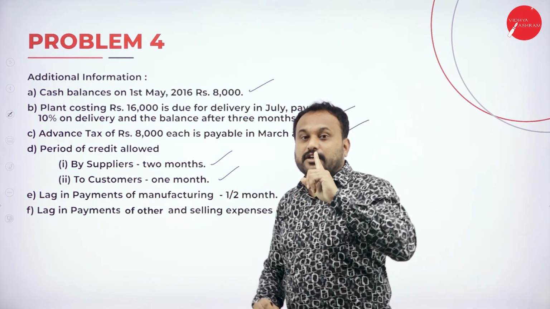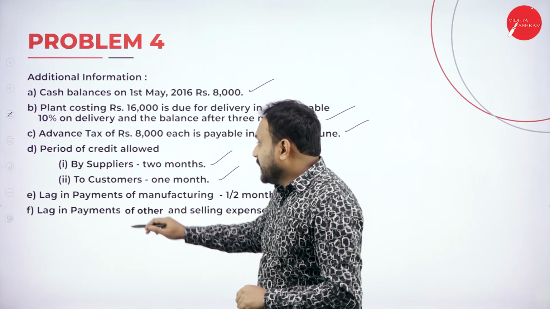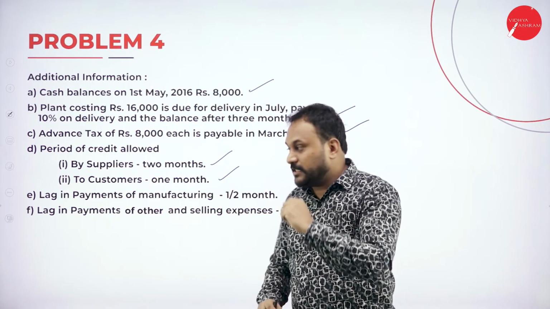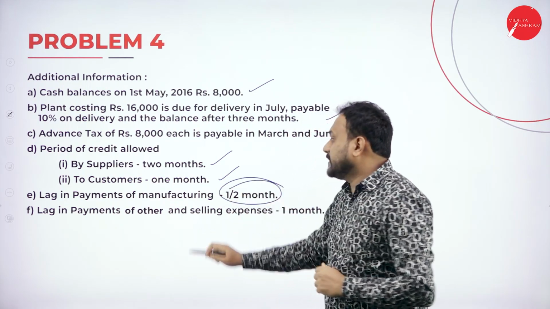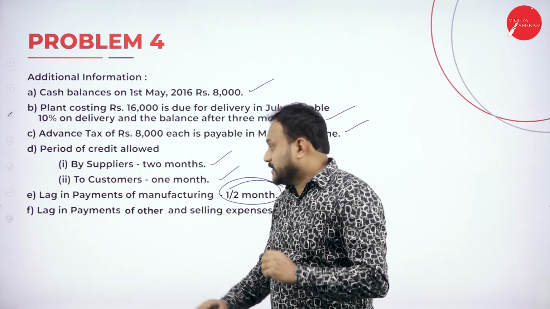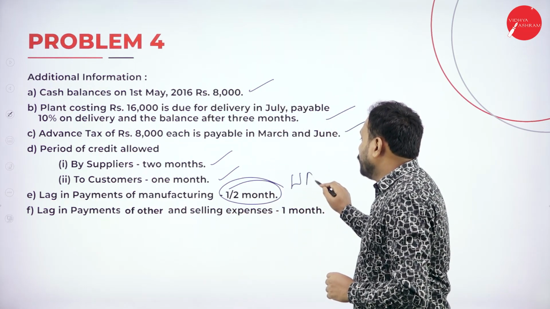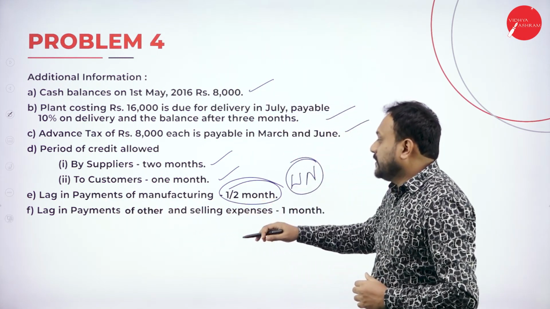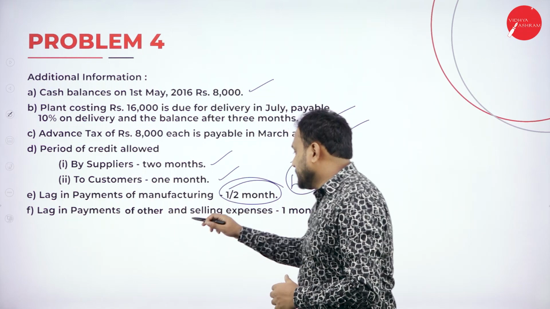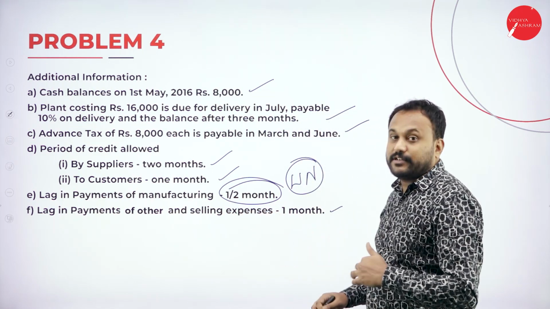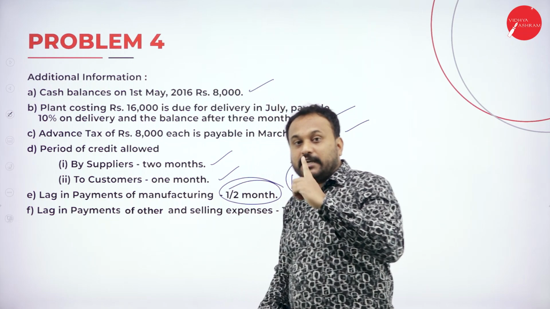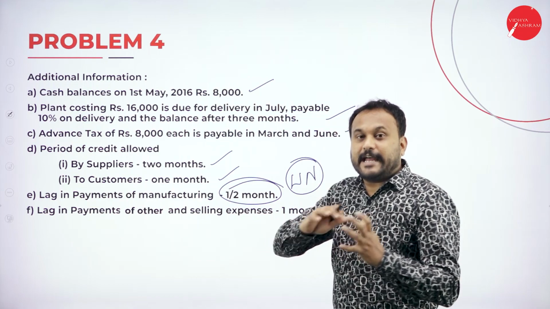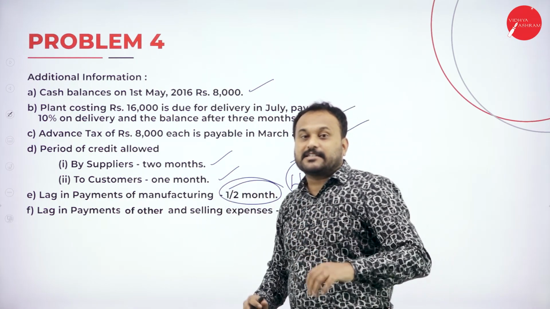But the only twist I have done is the lag in payment of manufacturing expenses. In the first problem, it was for 1 month. But now I have given half a month. There is a lag in payment of half a month. So you need to go with a proper working note. Lag in payment of other expenses and selling expenses is 1 month. It's the same thing whatever I had given in problem 1. The only thing which will change is half a month. Because of that half a month, the entire answer actually changes.